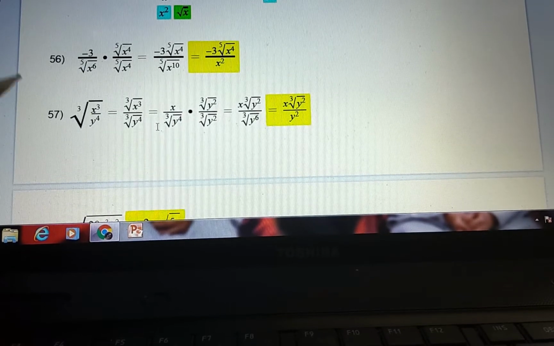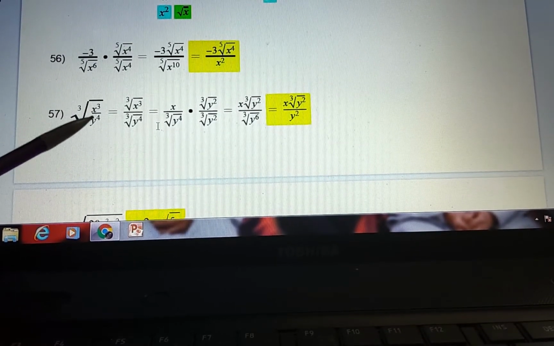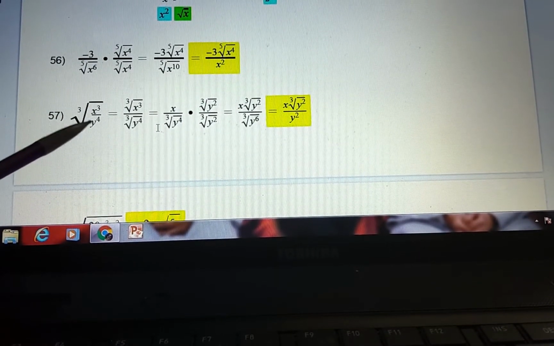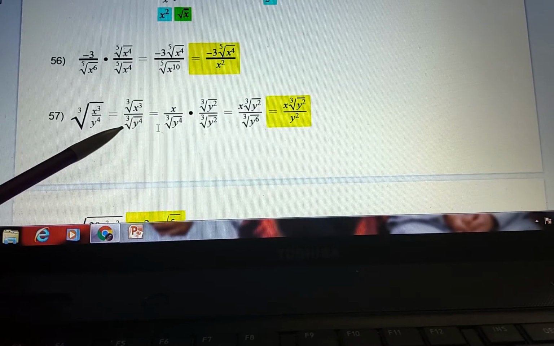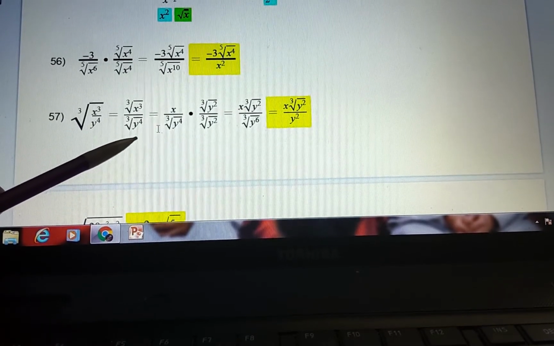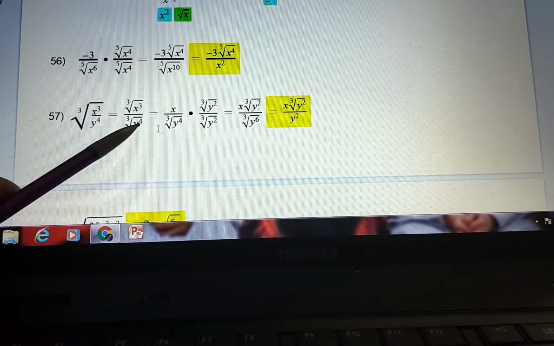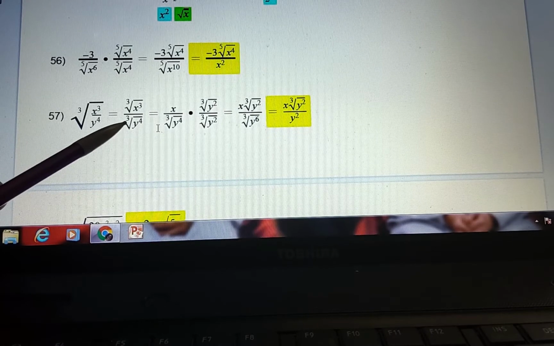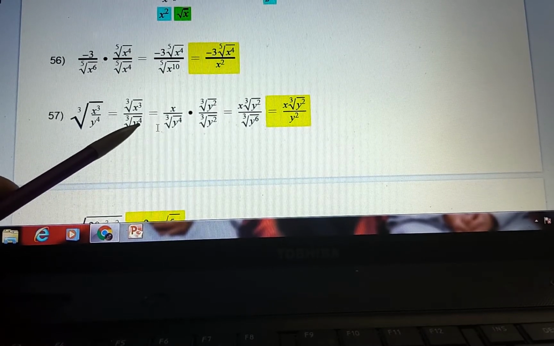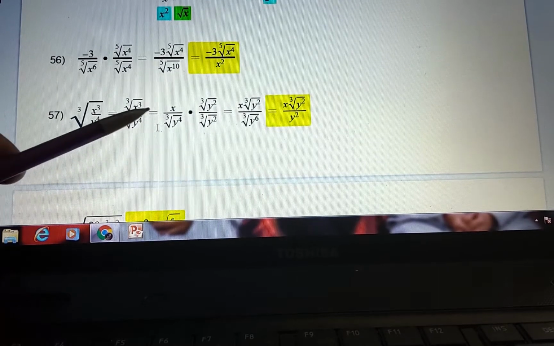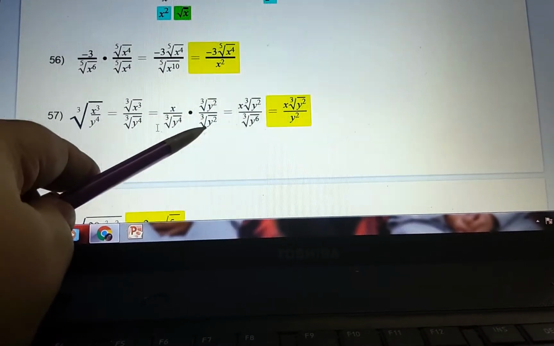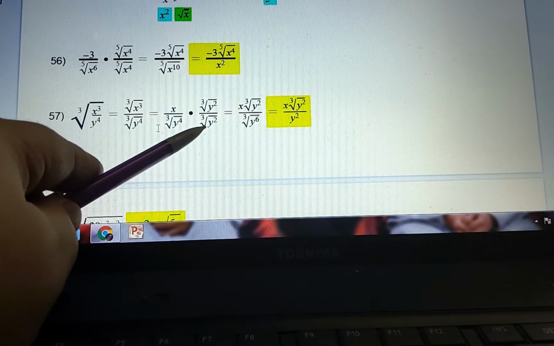Okay, number 57. Again, you can't do anything with the x and the y because they're different. So we're going to split them up. Now, we can't leave a radical on the bottom. So I have to turn this 4 into a multiple of 3. The closest multiple from 4 is 6. So to turn the 4 into a 6, I have to multiply it by y squared.